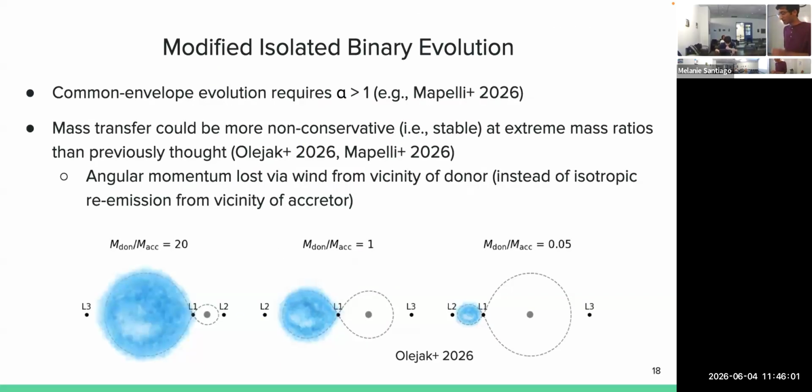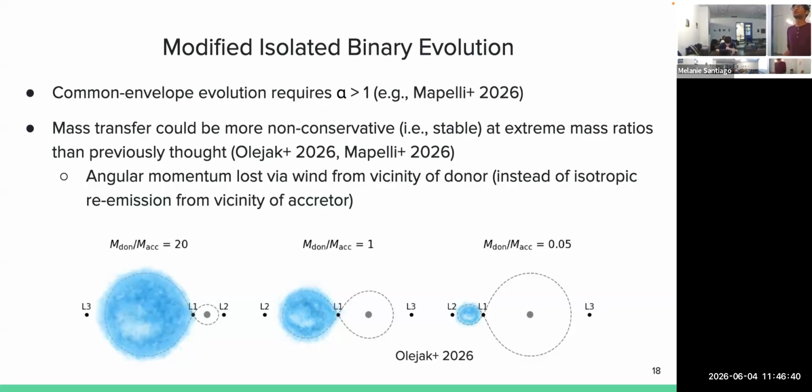So I want to return to this idea, where I can modify the physics of isolated binary evolution. We already talked about common envelope evolution, and if you want to not make any modifications, you at least need to have an efficiency greater than 1, which is a little unphysical to form these types of systems. And so people have been thinking this year about other modifications you can make to binary evolution physics to form Gaia black holes. And this kind of radical idea is that maybe you can have these extreme mass ratios and yet still have mass transfer that is stable rather than unstable. So it could be more stable than previously thought.